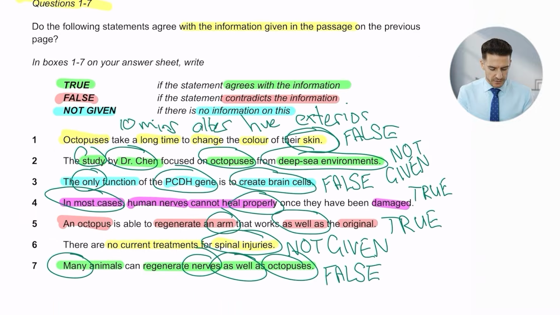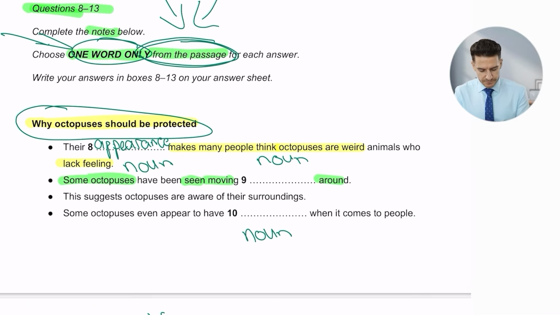So let's go back down and we'll put it into the space. Objects. Now note here, you must have the S. If you don't have the S, the answer is 100% wrong. Now again, let's quickly check. Some octopuses have been seen moving objects around. Well, that makes sense grammatically, so that's the correct answer.